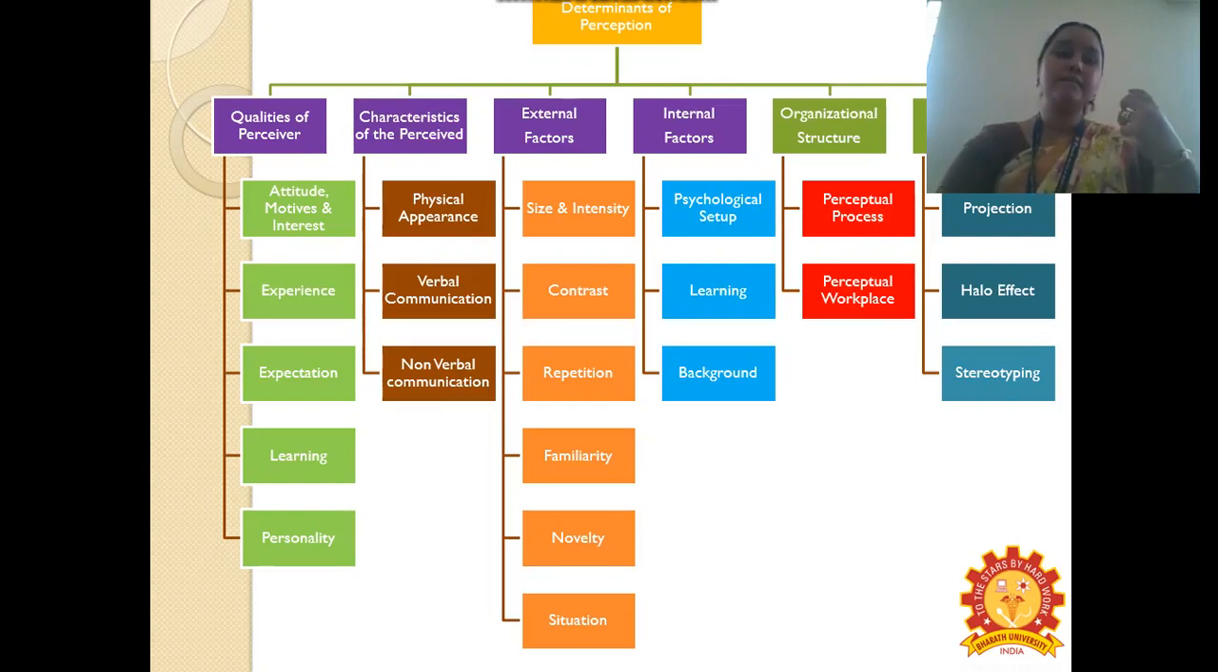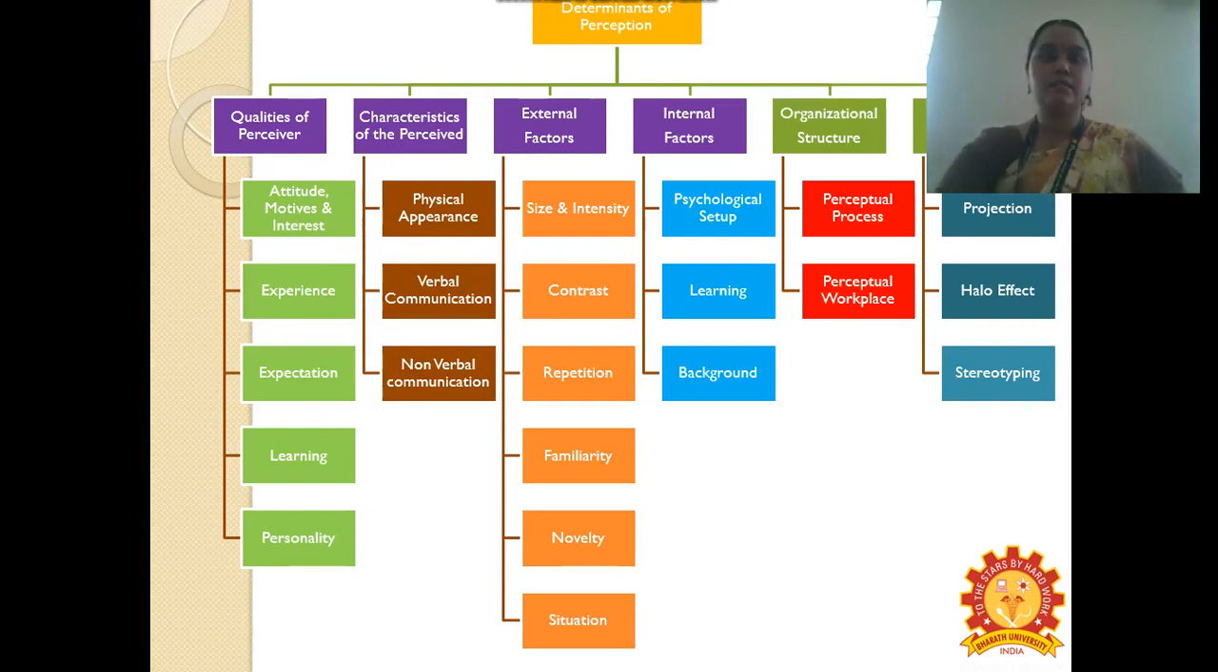Then personality and learning. The personality of an individual is going to play an important role in perception. An employee who is very quality conscious will perceive the organization's quality control measures in a positive manner. Whereas a person with a dark personality will not give heed to the organization's policies and regulations. So these are the different qualities of the perceiver that determine the perception of employees.